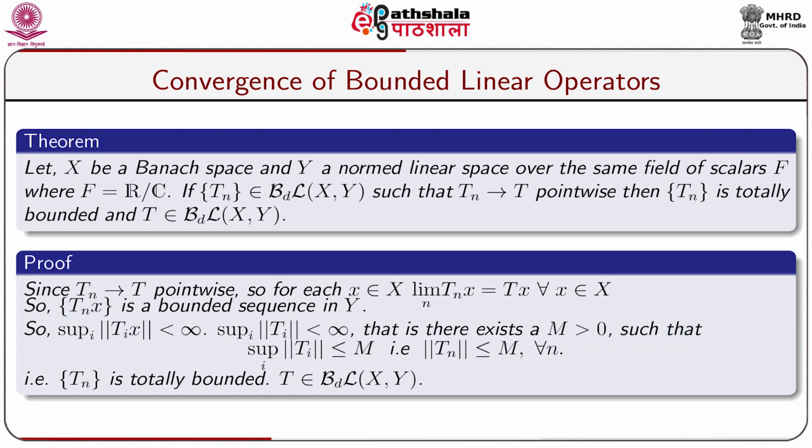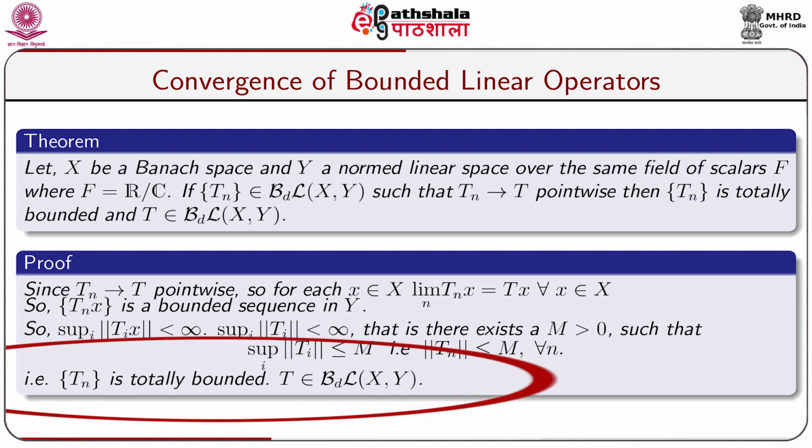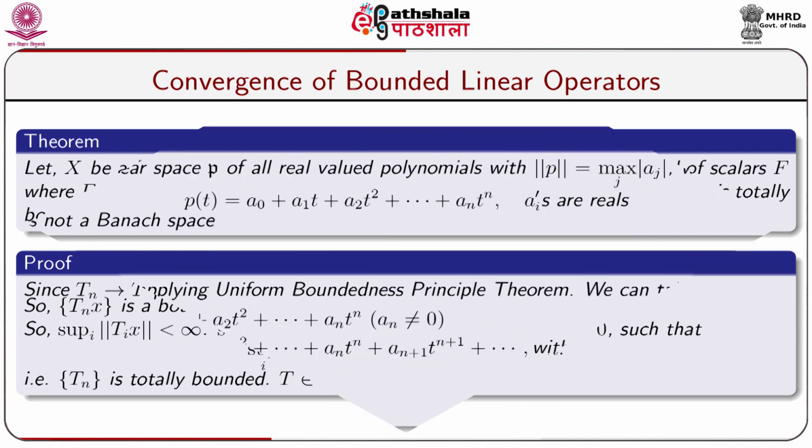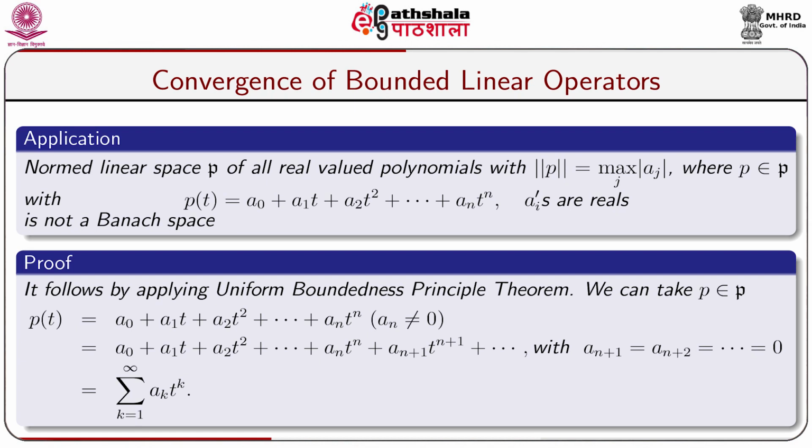Hence, there exists a constant M greater than 0 such that sup over i of norm of Ti is less than or equal to M. That is, norm of Tn is less than or equal to M for all n, because norm of Tn is less than or equal to the supremum over i of norm of Ti, and the supremum is less than or equal to M. It follows that norm of Tn is less than or equal to M for all n, and this shows that the sequence Tn is totally bounded, and hence T belongs to BD(X,Y). So, there is an application of the uniform boundedness principle.